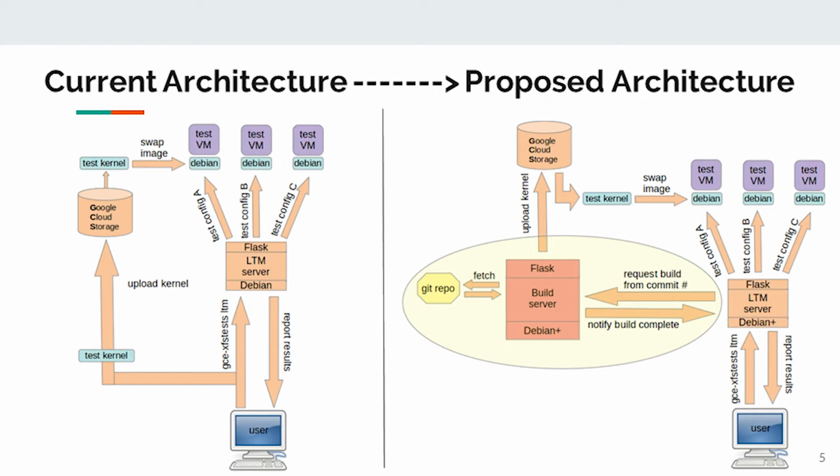Our proposed architecture adds the components highlighted in the yellow oval. When the user requests a test, the LTM, instead of directly launching the tests, will first forward the request to the build server. The build server will clone or update the necessary repository before beginning the build. Once the build is complete, it will upload the kernel into Google Cloud Storage and then notify the LTM that it has completed the work. The LTM can then launch the tests as before.